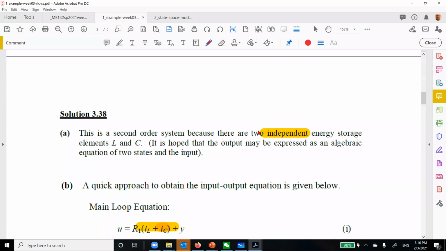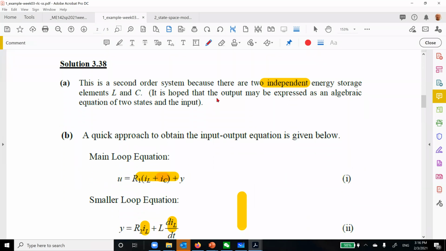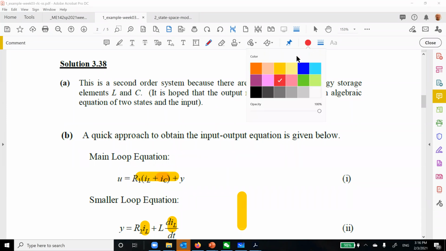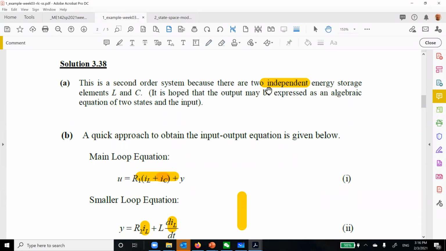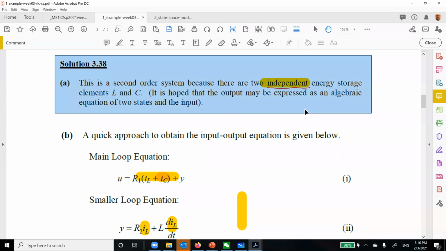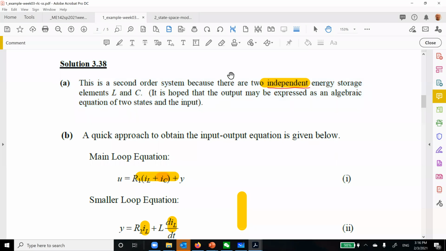The first question, the answer is, I hope you'll pay attention to this term here. Because you have independent energy storage, L and C, they are not the same. So the output may be expressed as an algebraic equation of the two states and the input. So they are not independent.